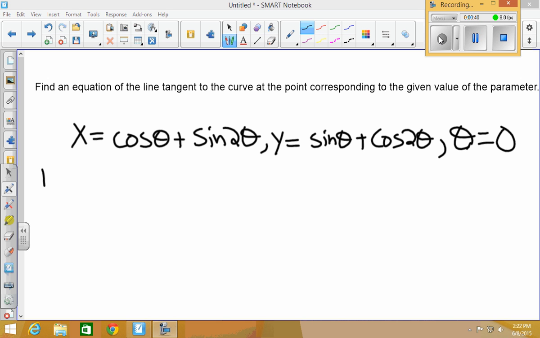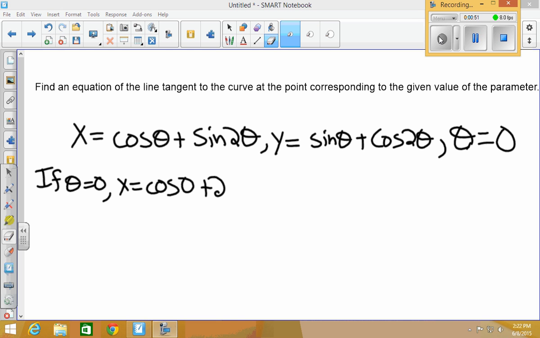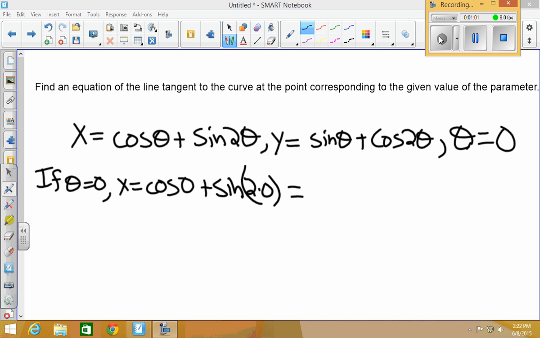So if theta equals 0, then x is equal to the cosine of 0 plus the sine of 2 times 0. Cosine of 0 is equal to 1. 2 times 0 is 0. Sine of 0 is 0. So x here is equal to 1.